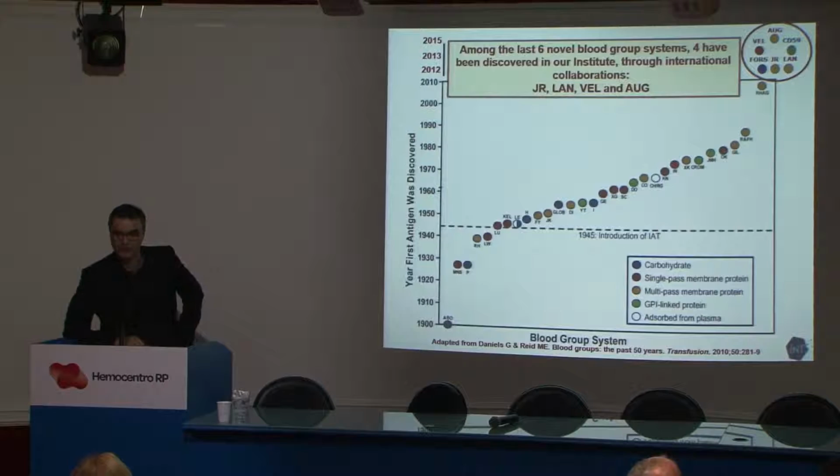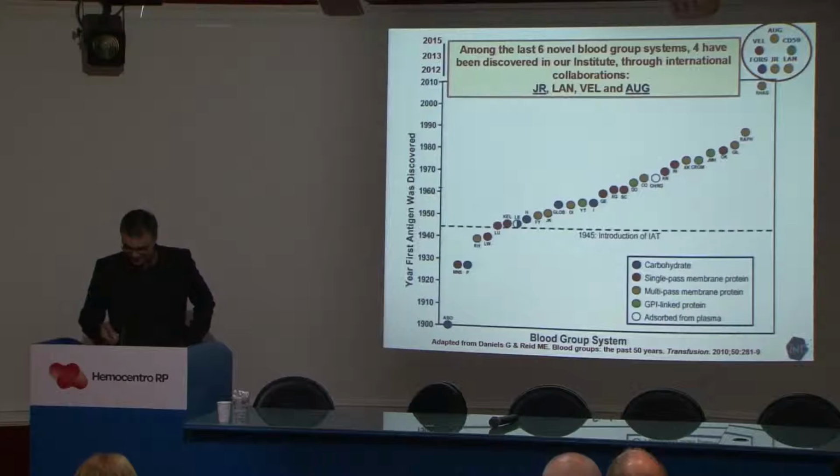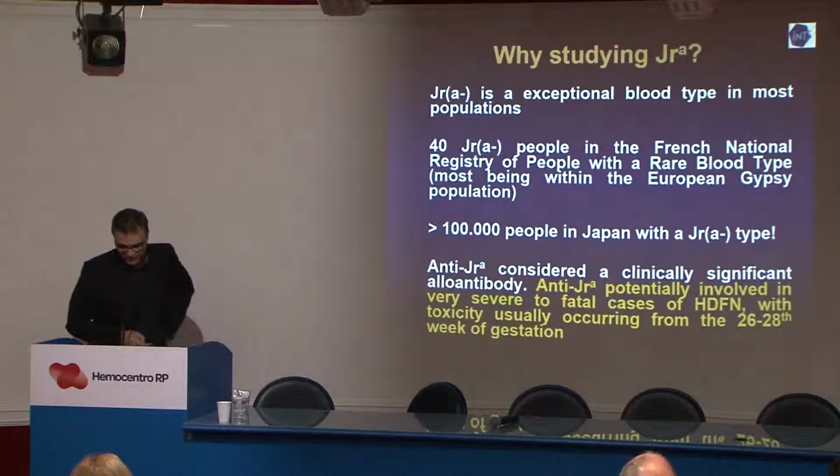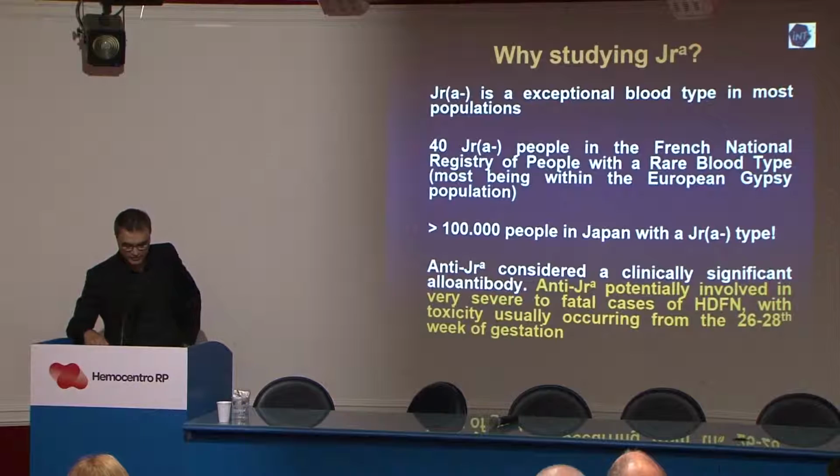And the names are JR, LAN, VALEN, and AUG, A-U-G. And I'm going to just focus on those 2 ones, because I don't have time to list all of them. JR and AUG. So why did we decide to study JR, actually the JRA antigen? JRA negative is an exceptional blood type in most populations, but we have in our country a specific ethnic background for this rare type. It's found in the European Gypsy population, and also in Japan.